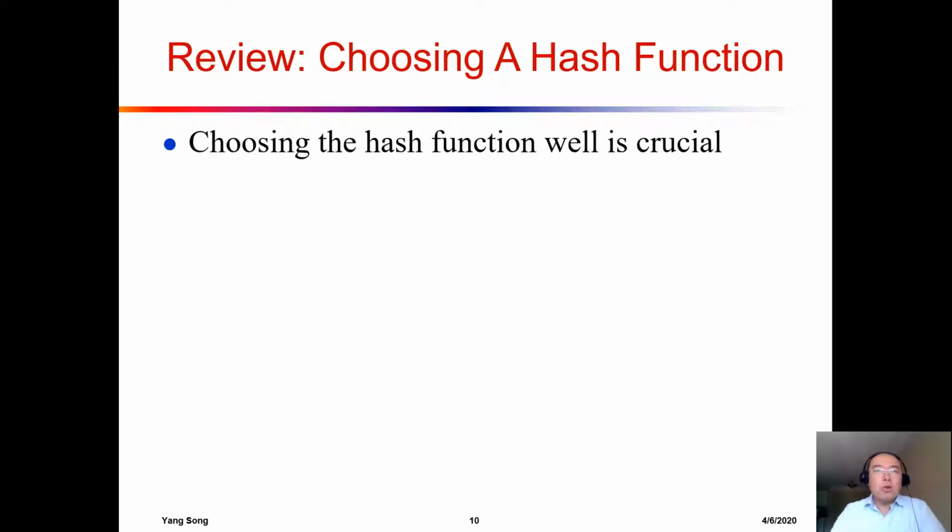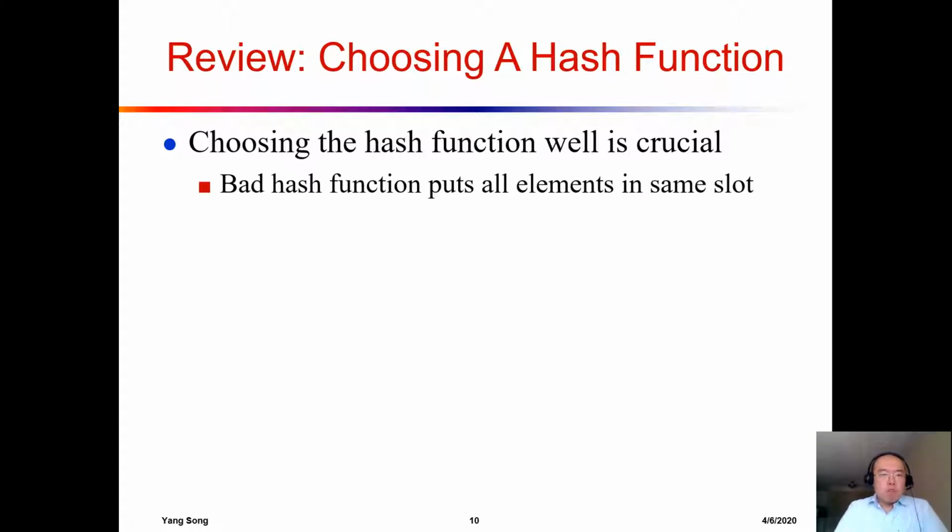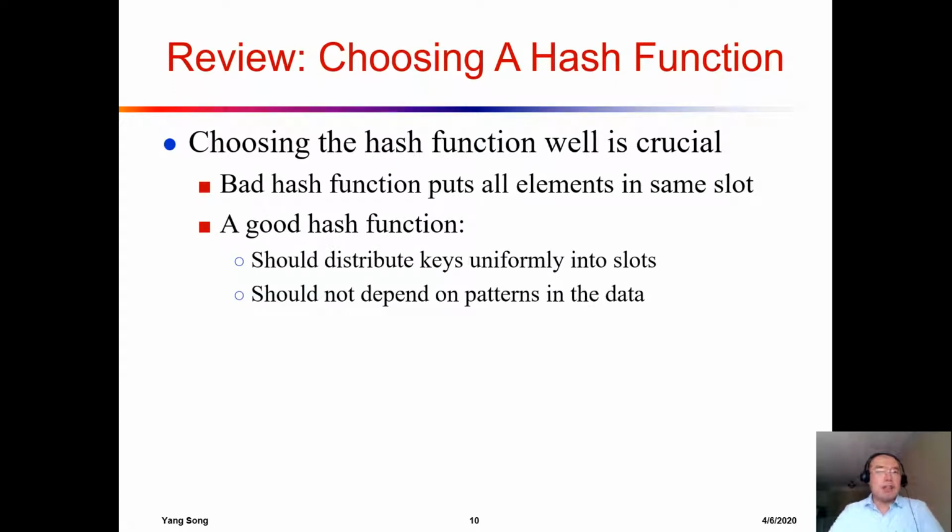Okay, so far you may have agreed with me that choosing a good hash function is crucial to the performance of a hash table. So if we have a bad hash function that puts all the possible keys into a single slot, what is going to happen? No matter what key we have, this hash function always sends the new value to the same slot, and then on this slot we are going to have a lot of collisions, right? So this is a bad behavior.